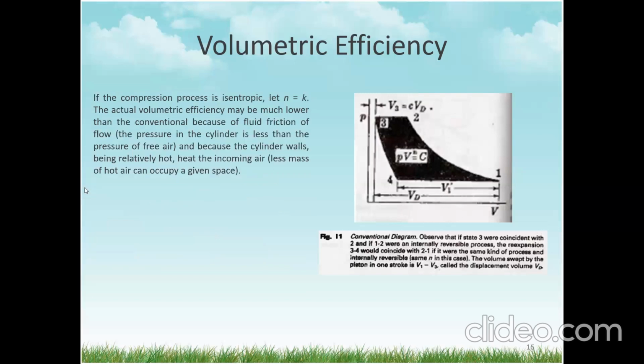So, if the compression process is isentropic, let N be equal to K. Next, the actual volumetric efficiency may be much lower than the conventional because of fluid friction of flow. The pressure in the cylinder is less than the pressure of the free air. And because the cylinder walls are relatively hot, they heat the incoming air, so less mass of hot air can occupy a given space.